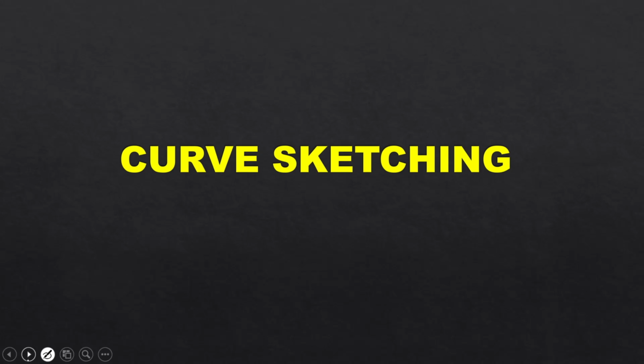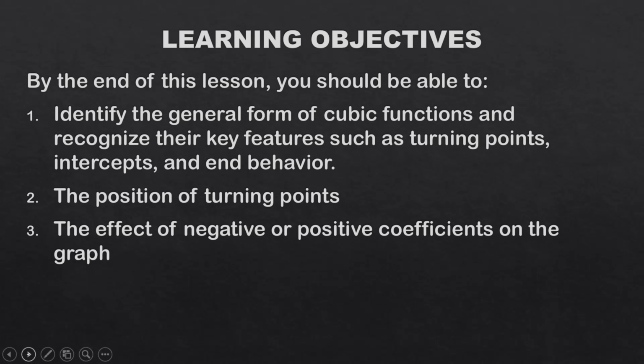By the end of this lesson, you should be able to identify the general form of cubic functions and recognize their key features such as turning points, intercepts, and end behavior. Number two, you should be able to know the position of turning points and apply it to your curve sketching. Number three, you should be able to use the effect of negative or positive coefficients on the graph.